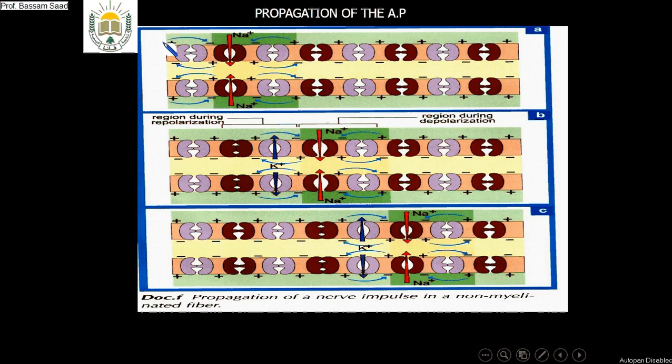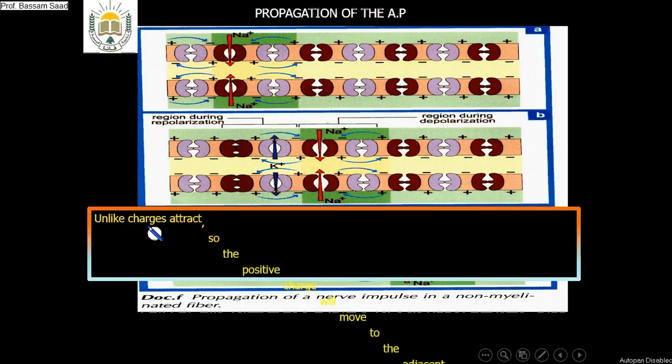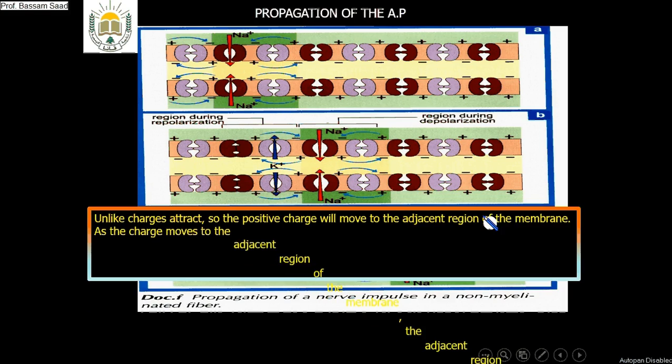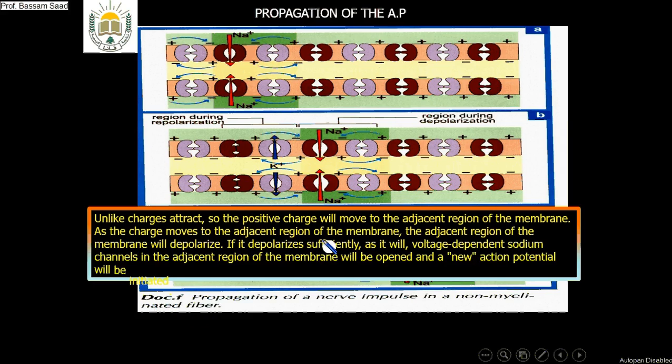This is propagation. First, let us write something. Unlike charges, meaning opposite charges, attract, so the positive charge will move to the adjacent region of the membrane. As the charge moves to the adjacent region, that region will depolarize. If it depolarizes sufficiently, reaching minus 50 or minus 55, voltage-dependent sodium channels in the adjacent region of the membrane will open, and a new action potential will be initiated, and so on.